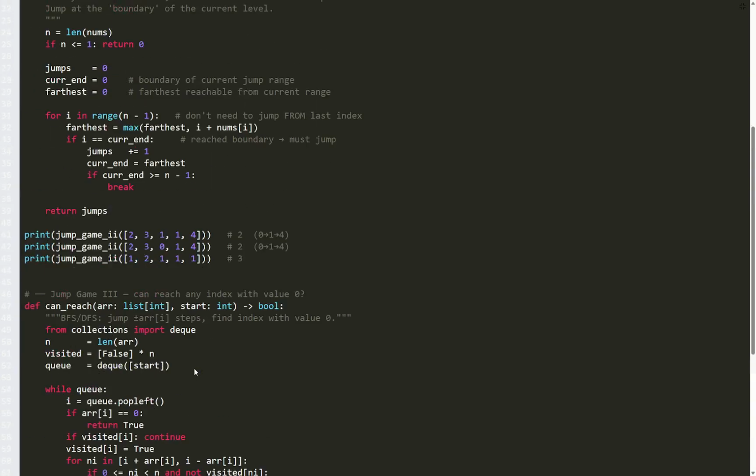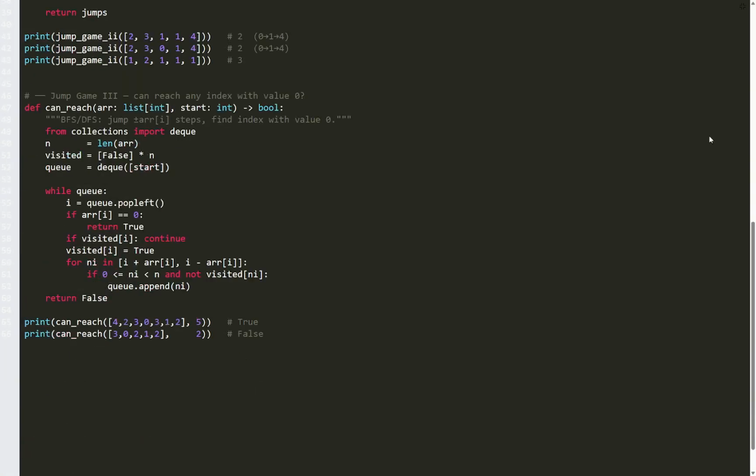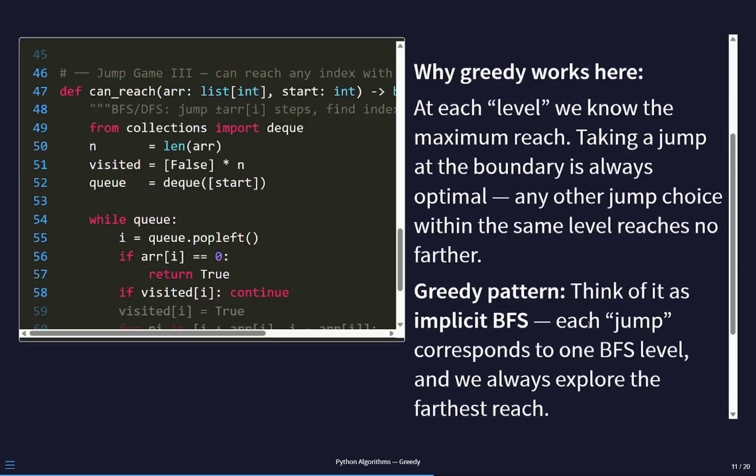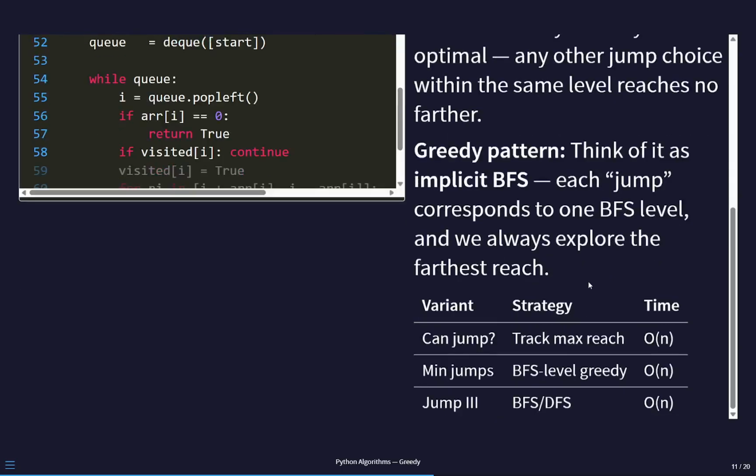Why does this greedy work? At each boundary we're making the optimal decision. We've surveyed every position reachable from the current level, found the absolute farthest we can reach using one more jump, and committed to that. There's no way to do better. This is the BFS layer-by-layer argument. All variants stay O(n).